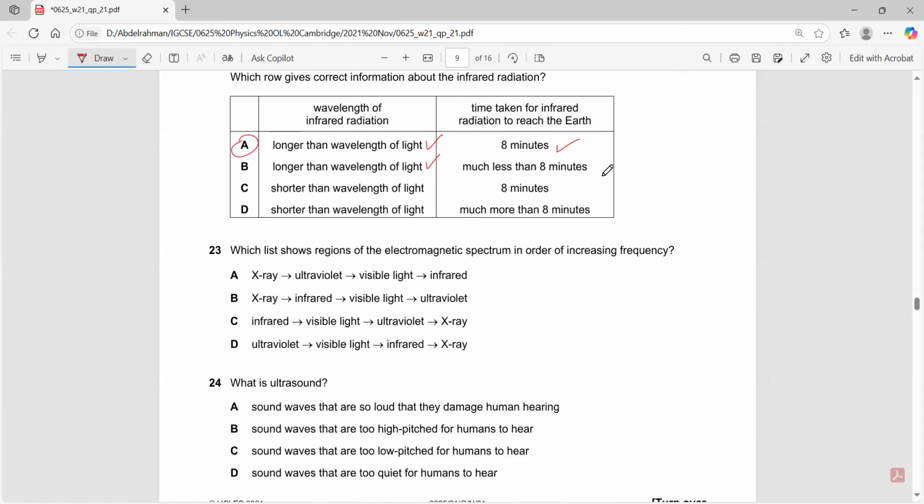Which list shows regions of the electromagnetic spectrum in order of increasing frequency?